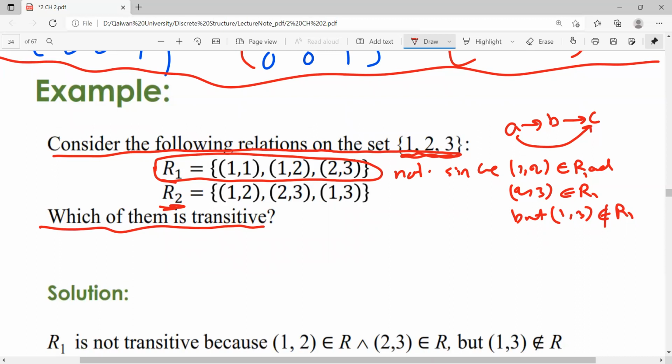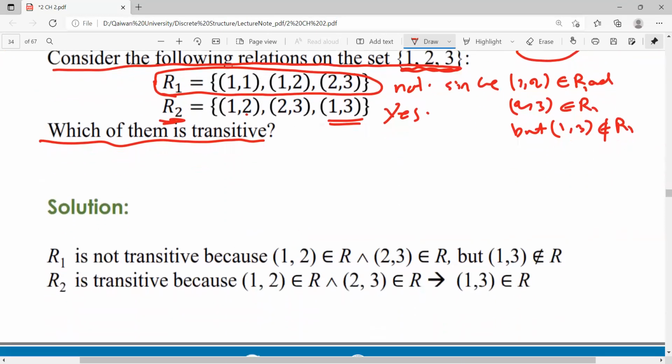And for R2, we have 1 and 2, 2 and 3, and 1 and 3. We have 1 goes to 2, and 2 goes to 3. And we also have 1 and 3. Okay? So here we say this relation is transitive. I'm going to just write down yes. For the previous one, it's not, and we write down the reason why it's not transitive.